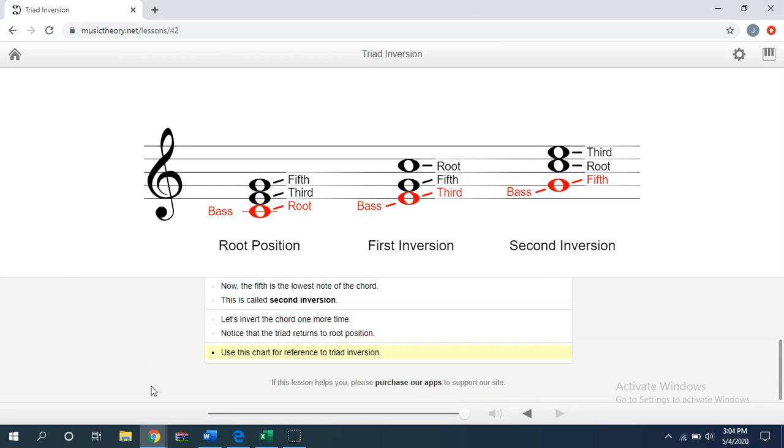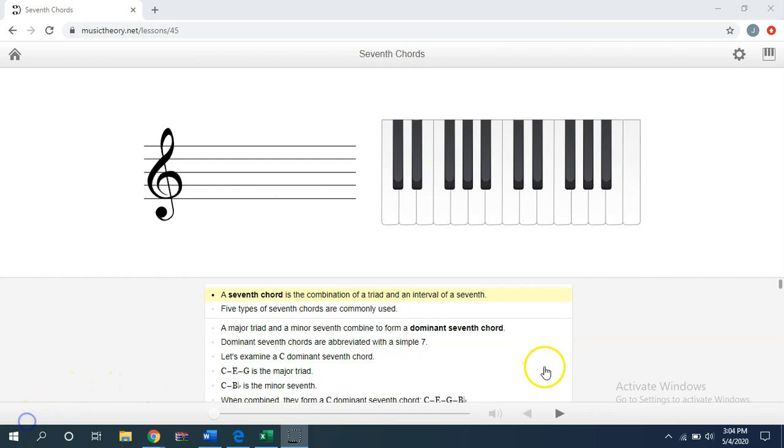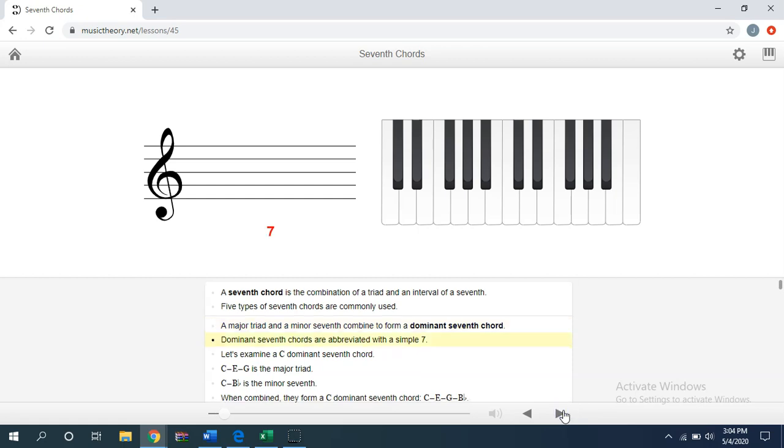All right, last thing we're going to talk about very quickly are seventh chords. A seventh chord is a combination of a triad and an interval of a seventh, which means that we're going to have our triad of 3 notes, and then we're going to add another third up from the 5th note, and that's going to be our 7th. So there are 5 types. There's a dominant 7th chord, which is when we have a major triad like C, E, G, and then we add a minor 7th on top to create a dominant 7th chord. And they're abbreviated just with a 7.